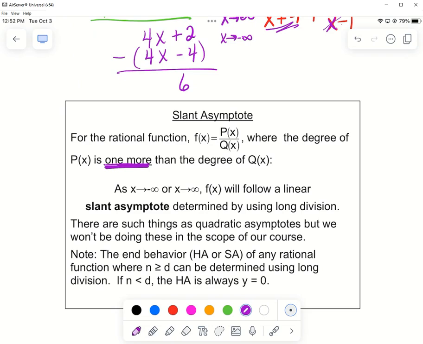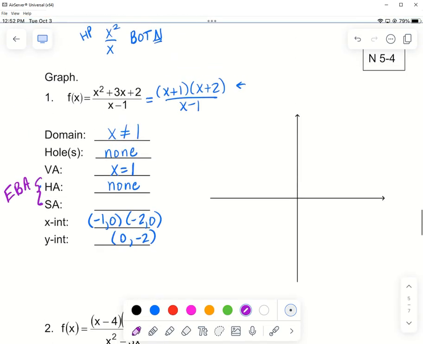Okay? So here's what I would do. If I were doing this problem, when I say there's no HA, I then look at the top and say, is it bigger by 1? Yes. And I would, had I not already done it, sit there and do the long division, and I would get y equals x plus 4. So that's how it fits into what we have already done. Now, I'm hoping that when you get those things, you will be able to graph, because the graphing stuff is all the same.